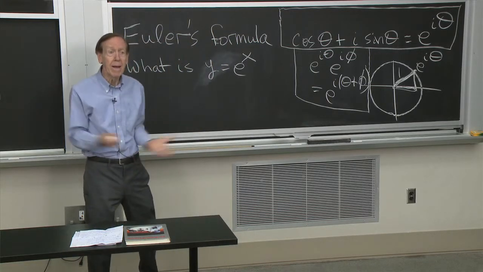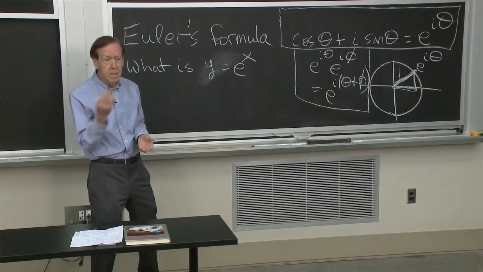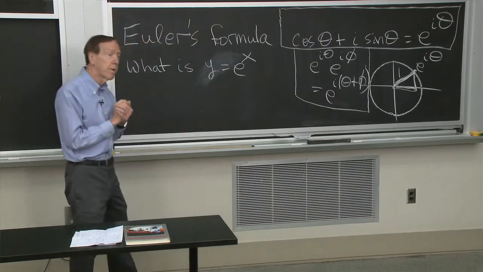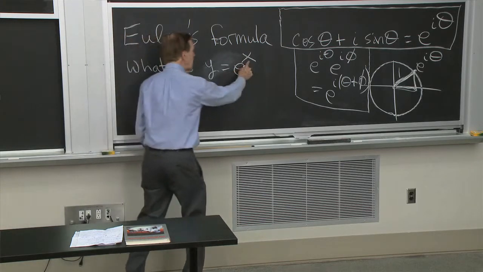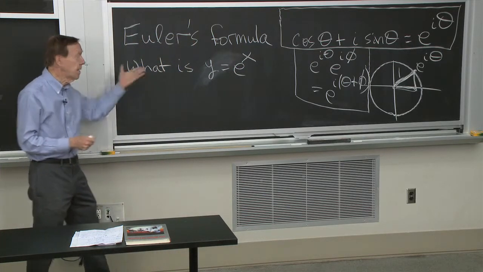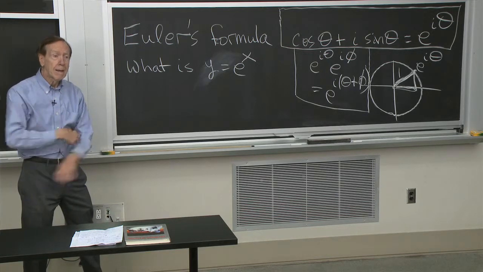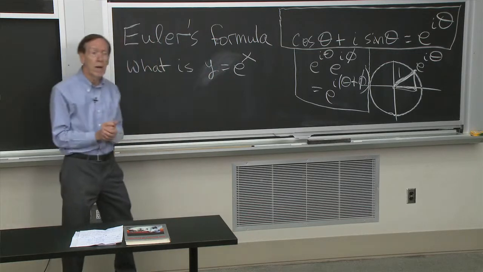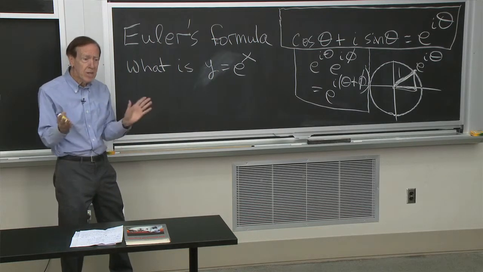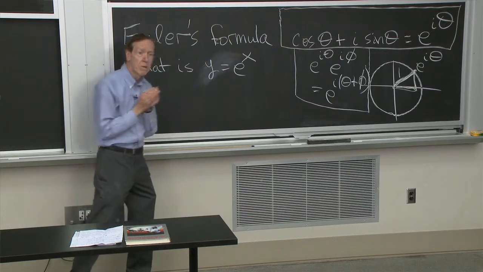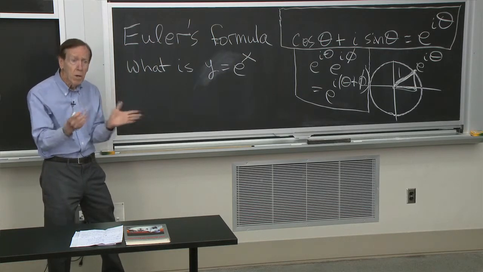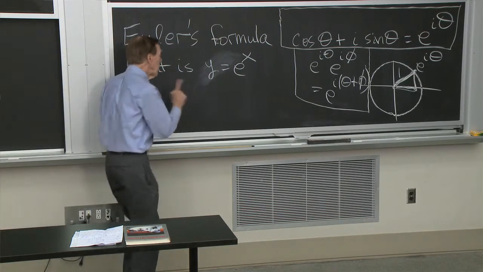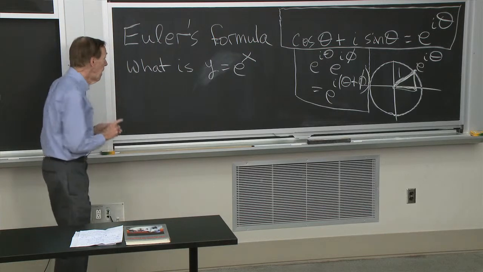So what could e to the i theta be? E or e squared or e cubed, that's tricky enough, but here we have an imaginary number, i theta, in the exponent. So let me start with a real x and just remember, what is e to the x? This is the most important function. E to the x is the great function of calculus. It's the function that you can't create in just simple algebra with some quadratic or cubic, but we can create it using calculus.